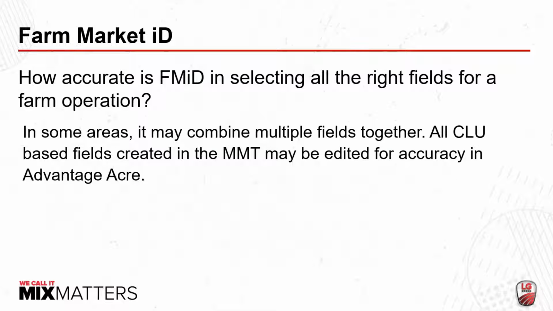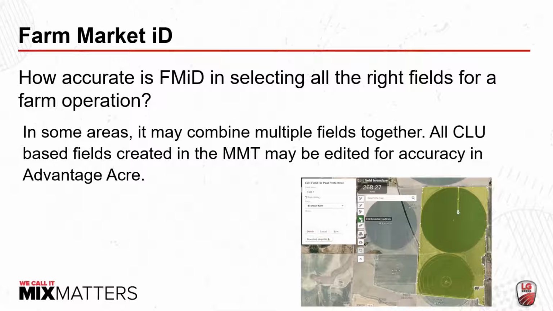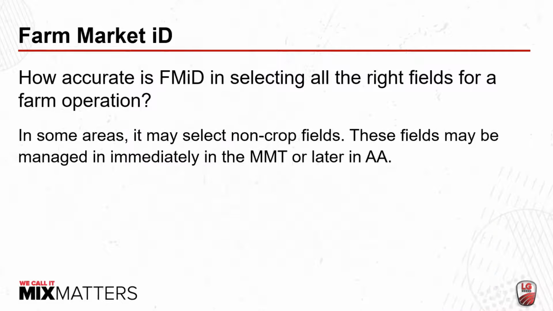What about the other side of the scale? What if we combine several fields together that we don't want that way? Well, anything that we bring into the Mix Matters tool, that we could also then bring to Advantage Acre, can be edited by the field editing tools in Advantage Acre. In this example, you see all the tools opened up, all the different options we have. The edit dots are there. We can change this boundary to get it under one pivot if we want, and the corners for that one pivot instead of the way that it currently shows.